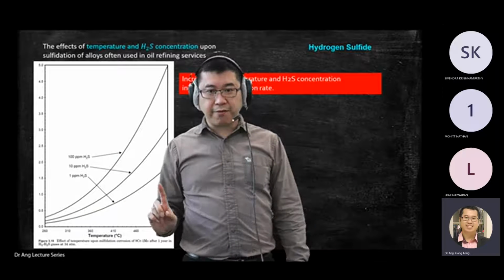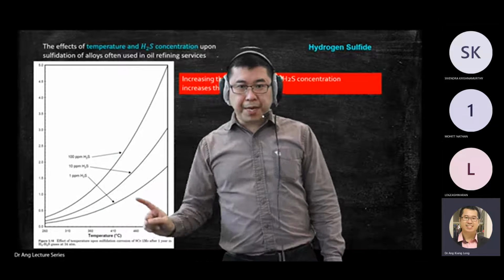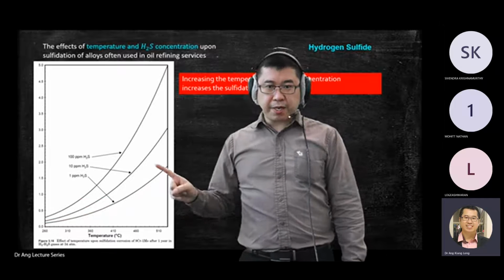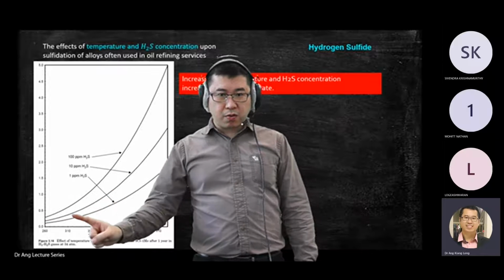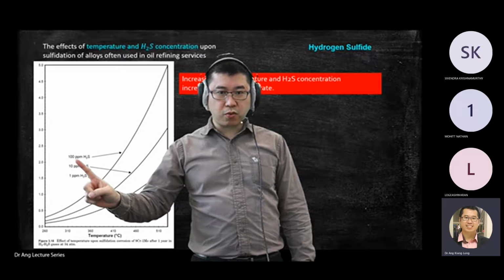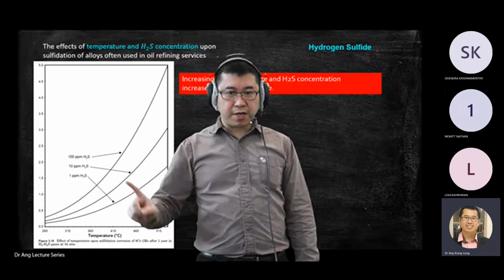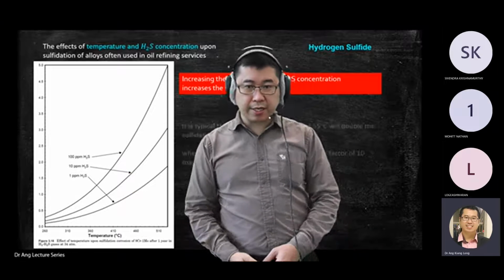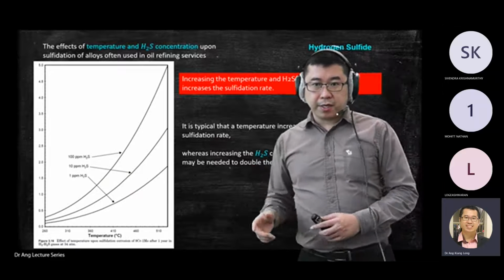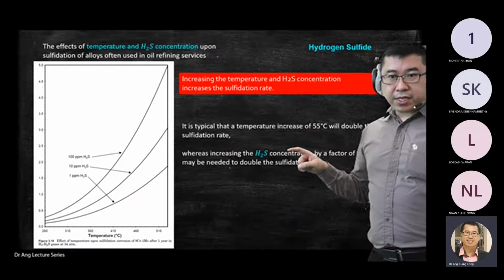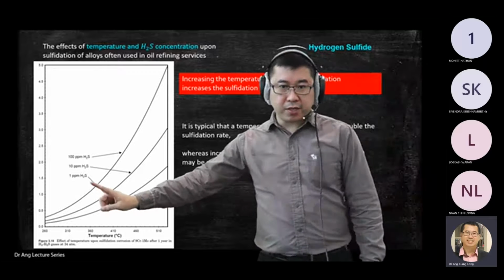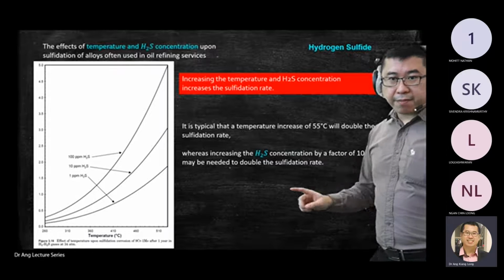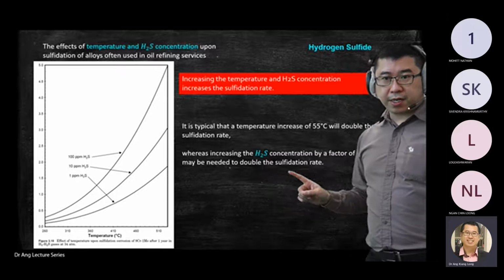So what happened to the environment, to the sample? So 1 ppm, 1 part per million of hydrogen sulfate, you show this line. And what happened if you increase to 10? It will increase further. If you increase to 100 ppm, it increases further. So as you can see here, what is this line? Okay. So if you increase the concentration from 1 to 100, okay, so by a factor of 10 may be needed to double the sulfidation rate.